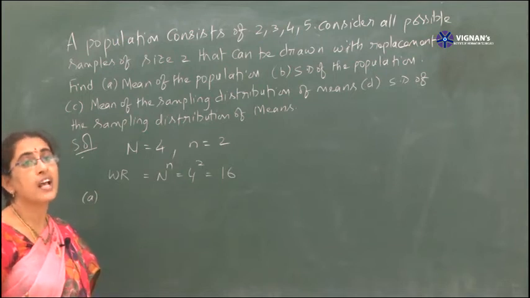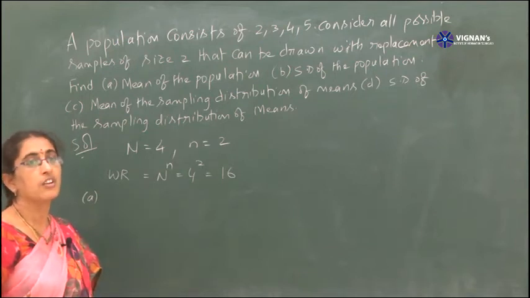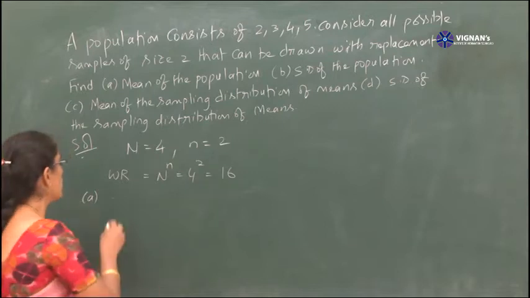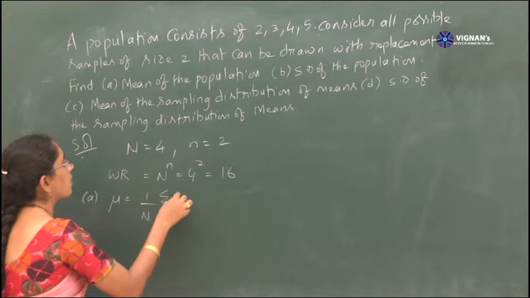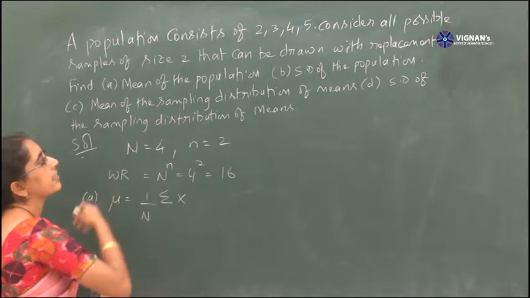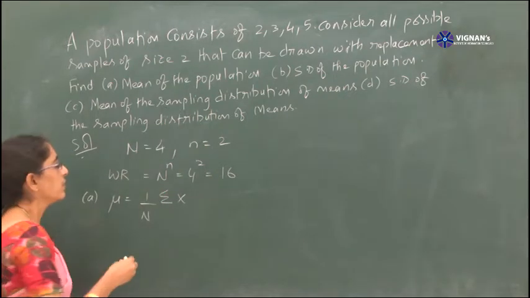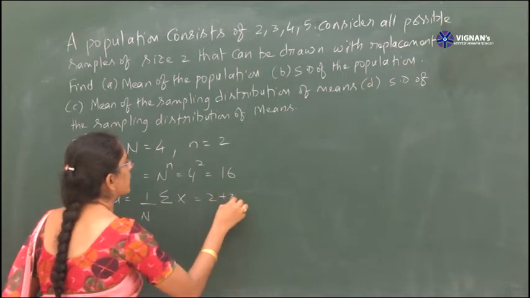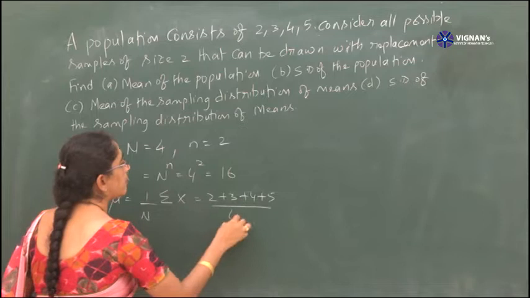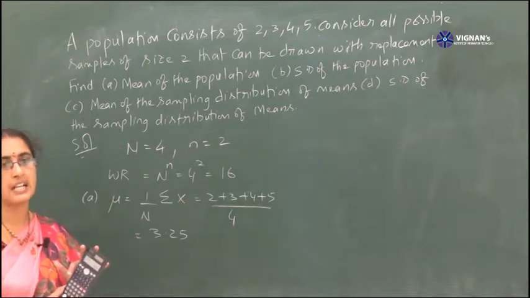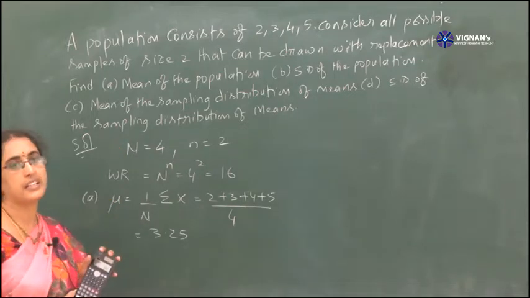The mean is known as the parameter of the population, which is denoted by mu. So mu equal to, the formula is 1 by n summation of x. Here x equals 2, 3, 4, 5. So 2 plus 3 plus 4 plus 5 by how many elements we have? 4. Give the values in the calculator under regression linear mode.